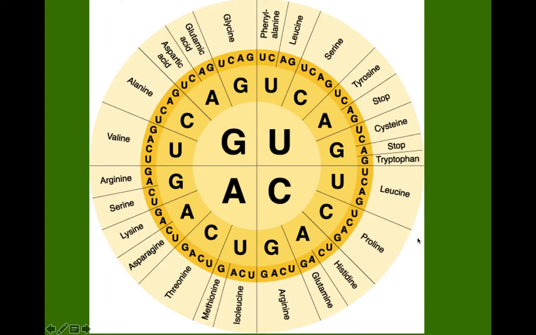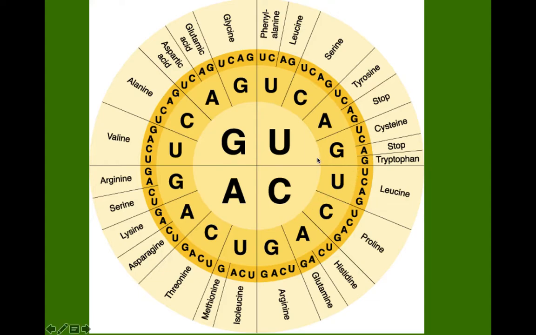The way we read it is from the inside. So we start with this inner ring, and then we move to the second ring, and then we move to the outer ring. For instance, we talked about the codon AUG coding for the amino acid methionine. If we start with A, and then we jump out to U, and then we jump out to G, we end up with the amino acid methionine. Now remember, methionine can be used in the middle of a protein, but the very first instance of it indicates that that is the start of the protein sequence itself.